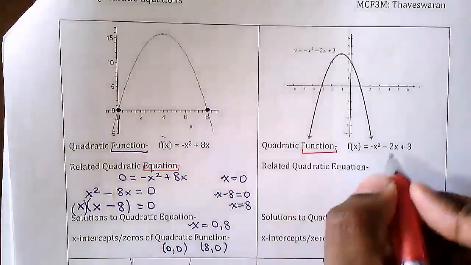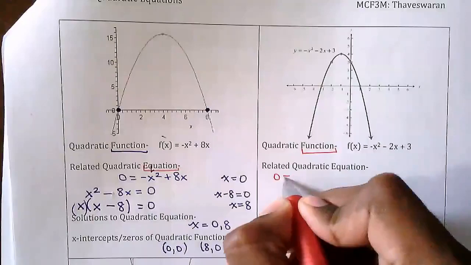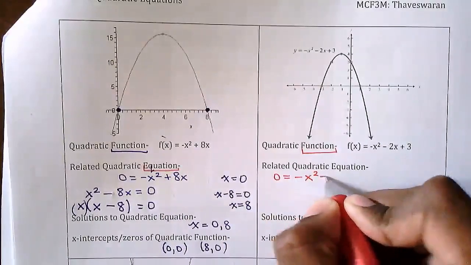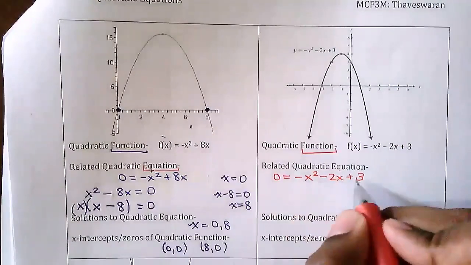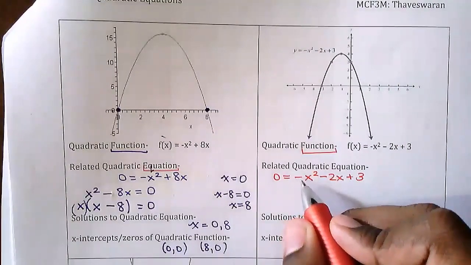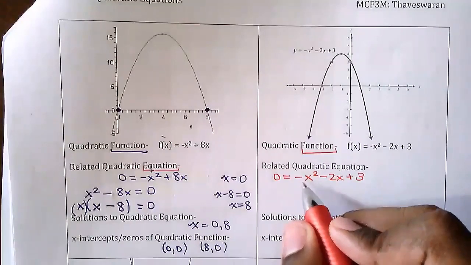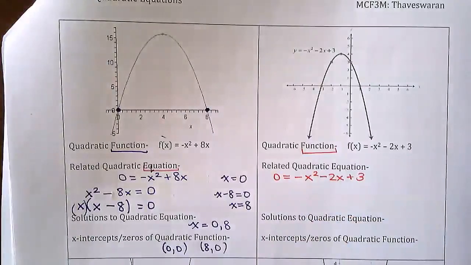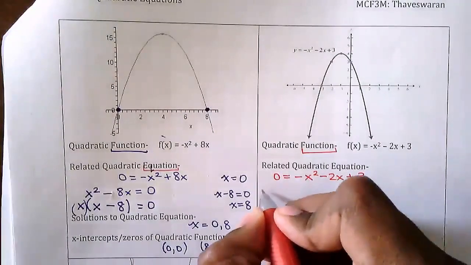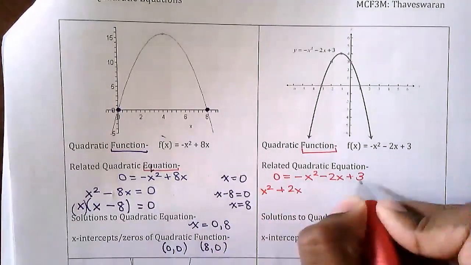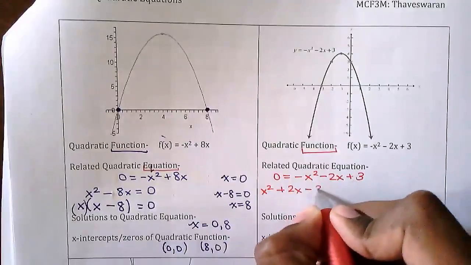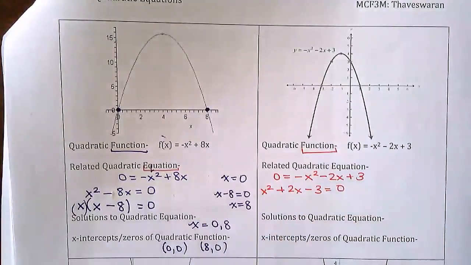So to find the related quadratic equation, again, replace f of x with 0. So 0 is equal to negative x squared, negative 2x plus 3. Here, again, the a happens to be negative. So I don't really like the fact that my a is negative here. I'm going to move everything to the other side. So negative x squared becomes x squared, negative 2x becomes positive 2x, and positive 3 becomes negative 3 is equal to 0. I do want to emphasize something at this point.